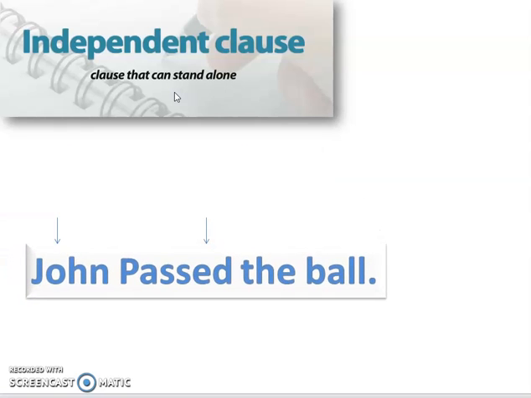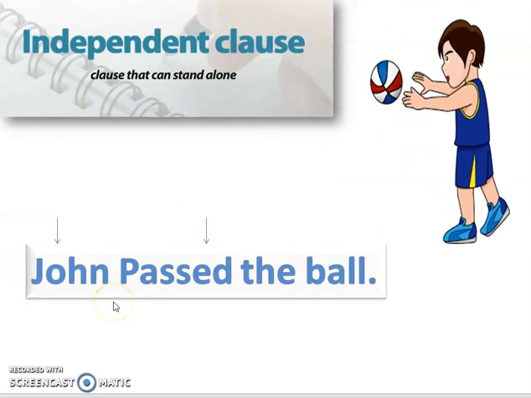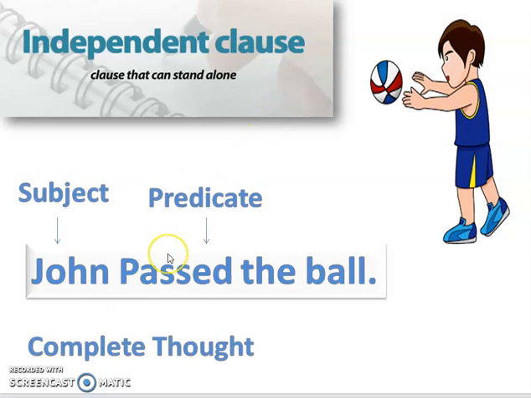So, John passed the ball. Here we're talking about John, which is the subject, who passed the ball, which is the predicate or verb. Do you think that it's reflecting a complete thought? John passed the ball. In my head, I have a complete idea. I don't need any extra information to clarify the idea. This is clear enough. So this clause, as it is, is independent and it can stand alone in a sentence.